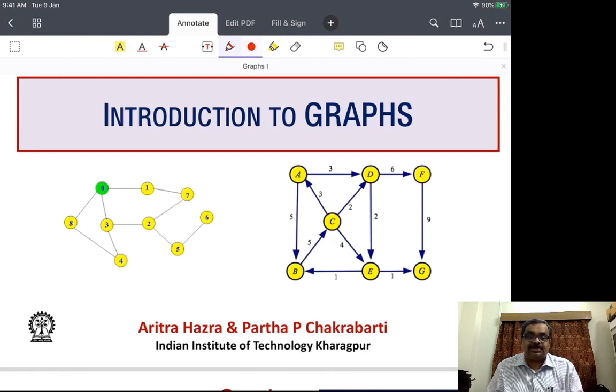Graphs is not only a data structure in computer science, graphs is also one of the most important mathematical structures because it has got very unique mathematical properties. As part of this course, we will study graphs from the algorithmic point of view, but today as an introductory class we will just introduce what graphs are, what their applications are, and how they are stored as data structures. And the next day onwards, we will start our manipulation of graphs.